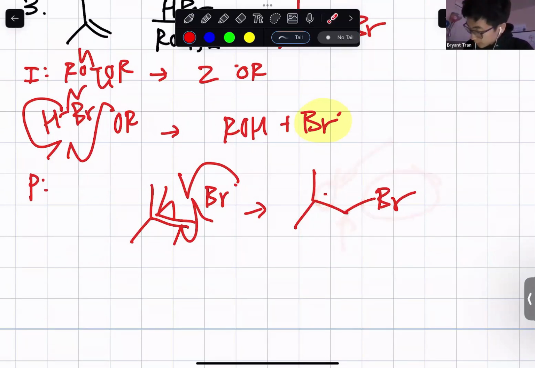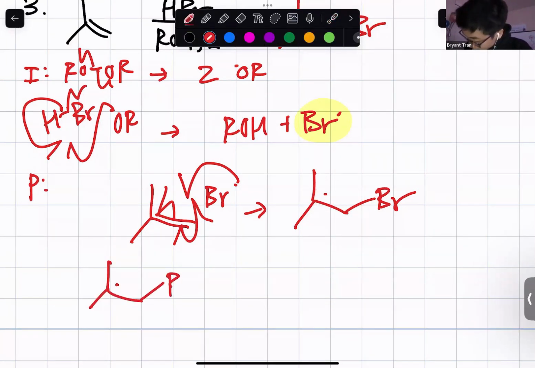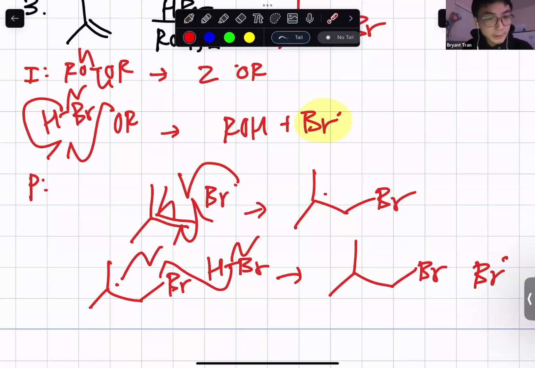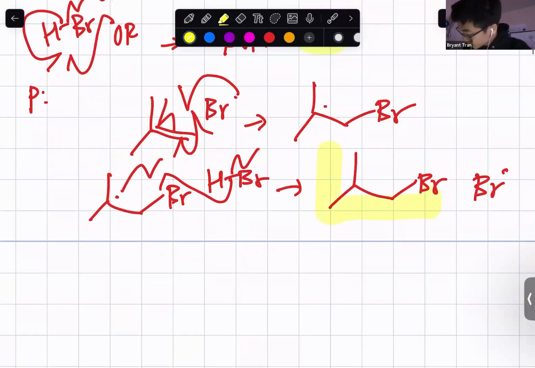Now, let's use that radical intermediate we just formed and bring in another equivalent of HBr because we have an excess amount of that. We're just going to quench that radical by reacting with HBr to make it neutral and form another Br radical, which is why this is a propagation step, right? We are forming more radicals, propagating the radical chain. And that gives us our final major product here.